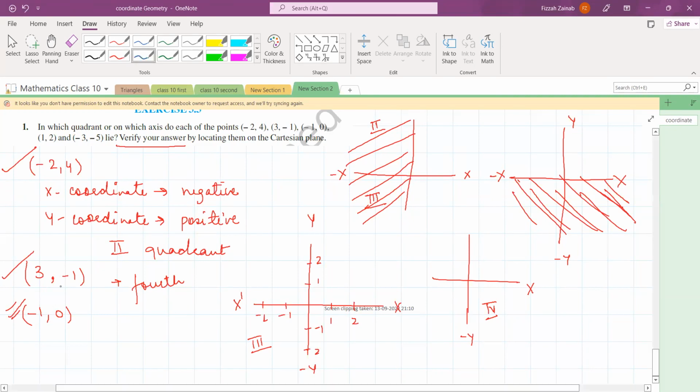So now my point is -1. That means x-axis -1, right? Here, and y-axis 0. So I'm not moving anywhere. So I'm just stuck here, right? This point is -1, 0. Is this clear, everyone?